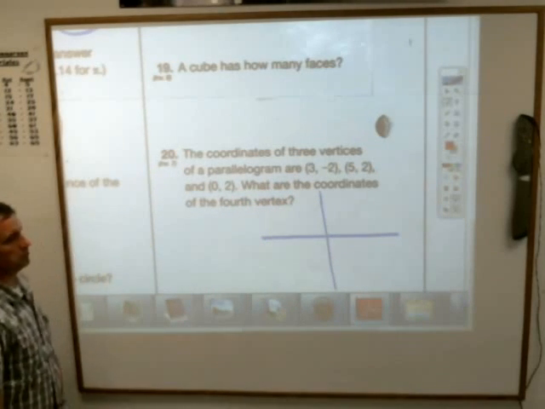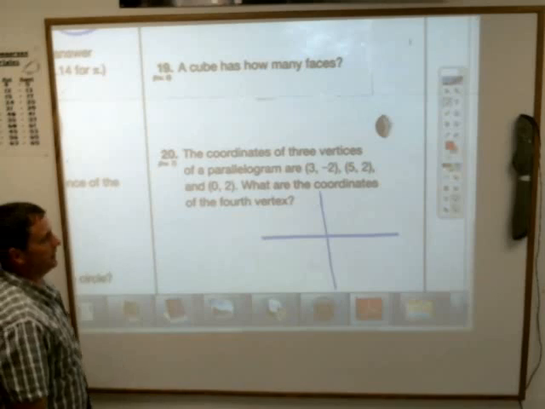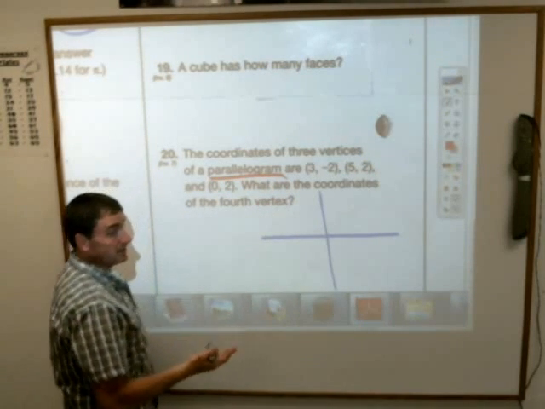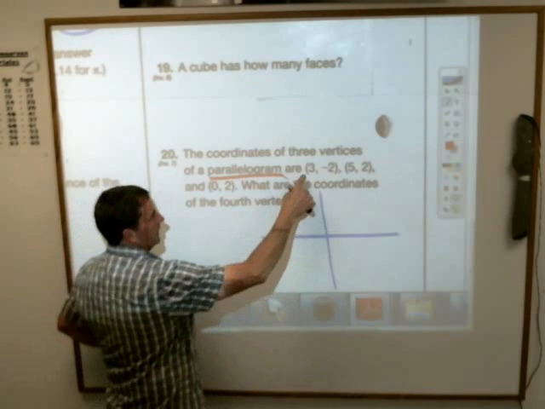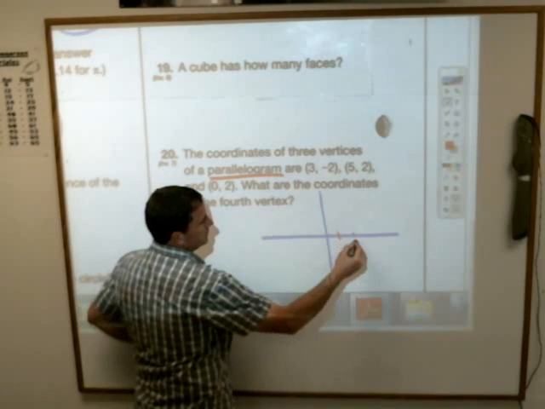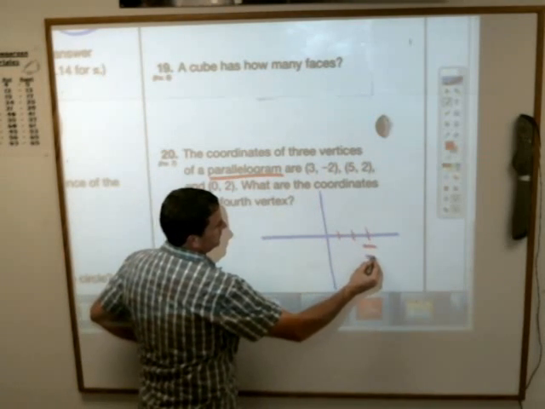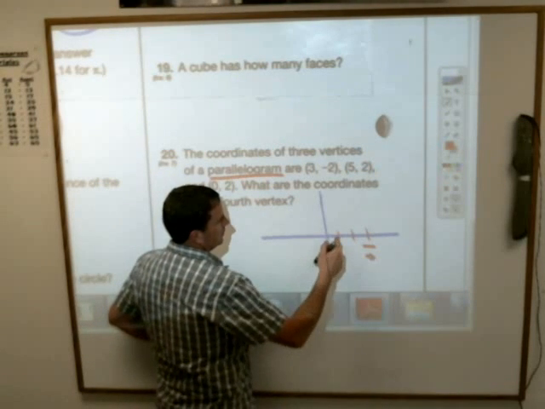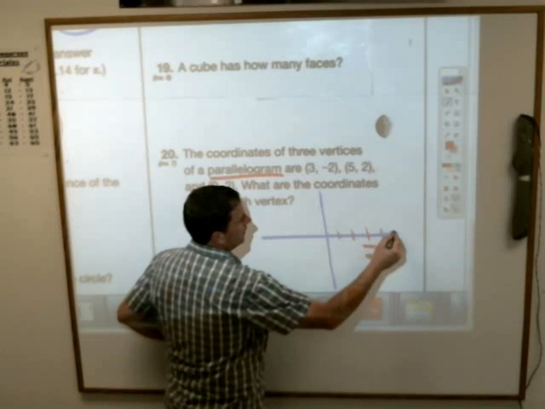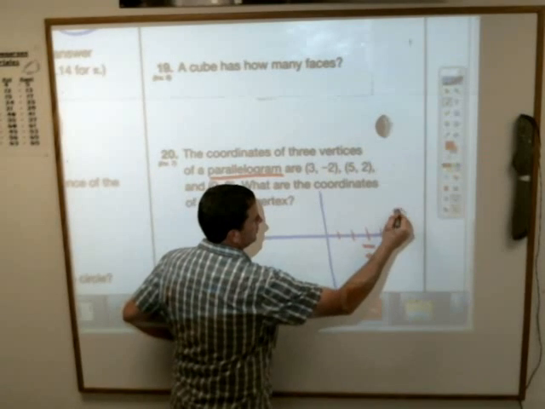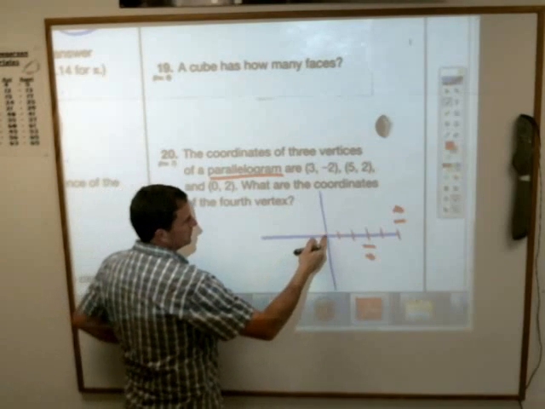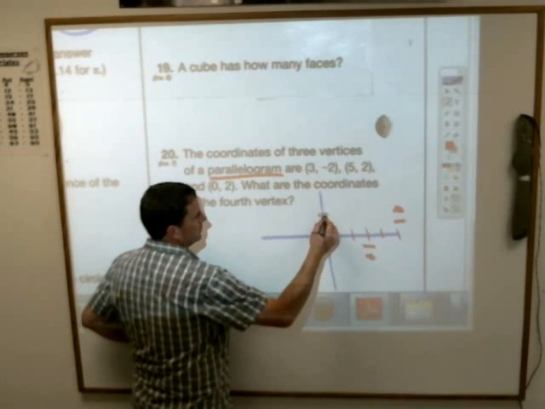Most of you, the rest of you, you should really do this with straight edges because it's that exacting of a problem. You are making a parallelogram, which means all the sides have to be parallel. At (3, -2), there's a point. At (5, 2), there's a point. And at (0, 2).